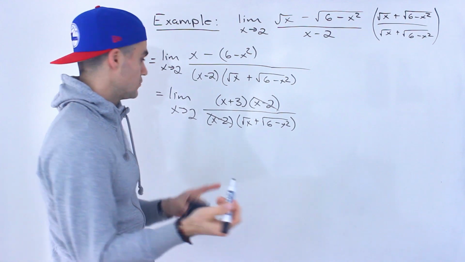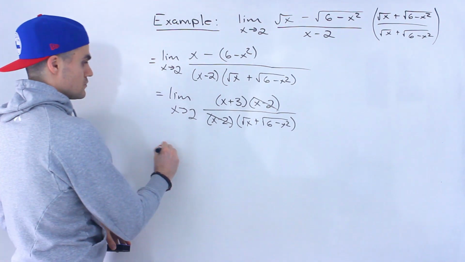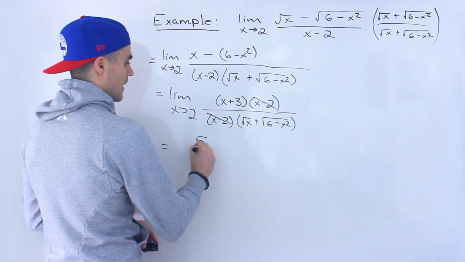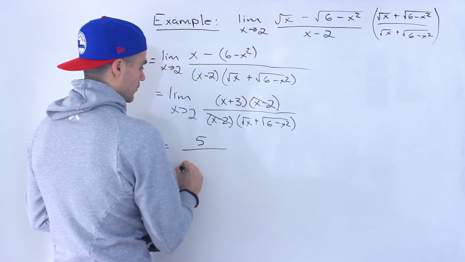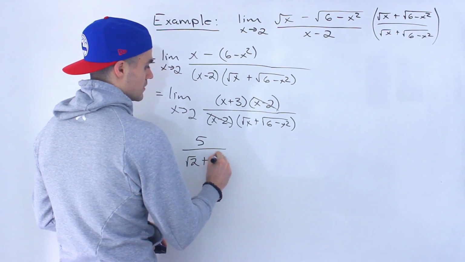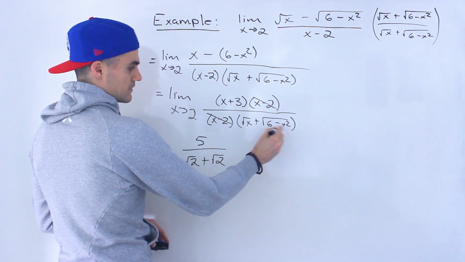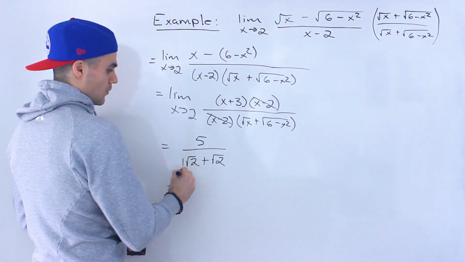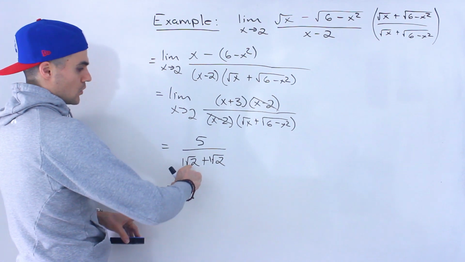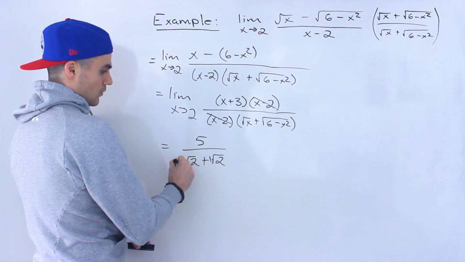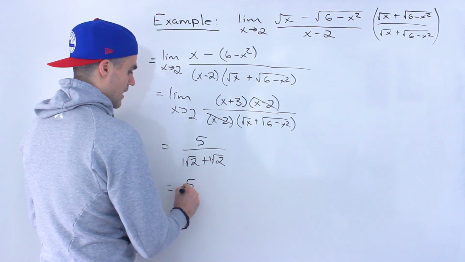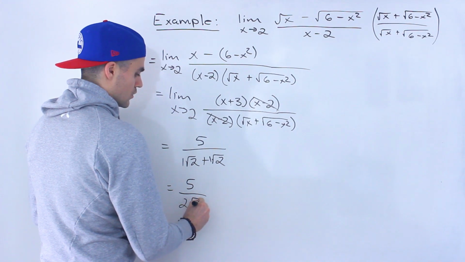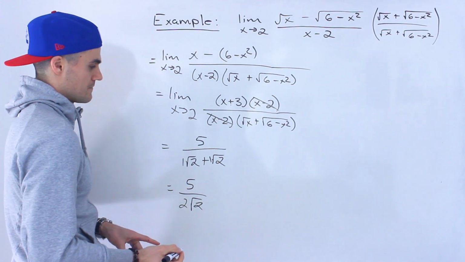And now you can plug in that value of 2. So notice 2 plus 3, you'd end up with 5 at the top. Over here, you'd end up with root 2 plus root 2, right? With that term right there. And then notice there's a 1 in front. So root 2 plus root 2, 1 plus 1, that's 2. So we'd have 5 over 2 root 2, like that.